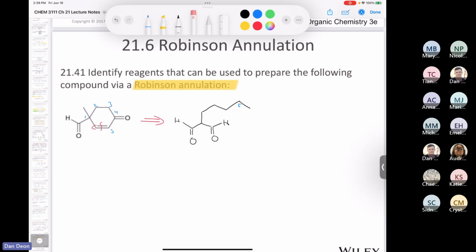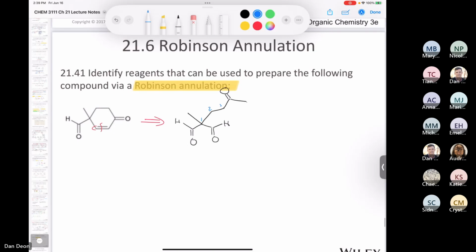Let's number from the carbonyl. That might be easier. So what if we number like this? I see, I'm missing this methyl group here. Oops. There we go. Now we have something that looks like this. That looks a lot better. So now if I count, you can see that from here I have 1, 2, 3, 4, 5, and I had 1, 2, 3, 4, 5. I had it right all along, I just drew it in a funny orientation.